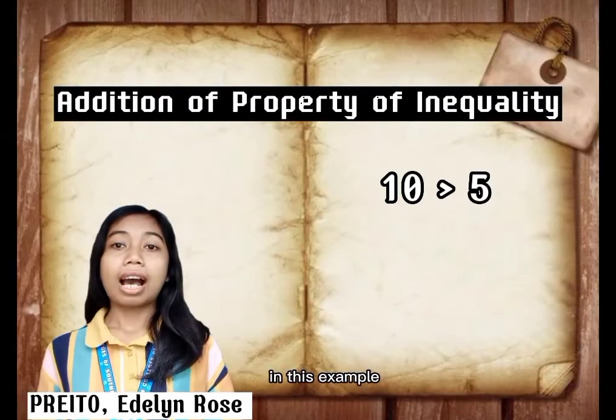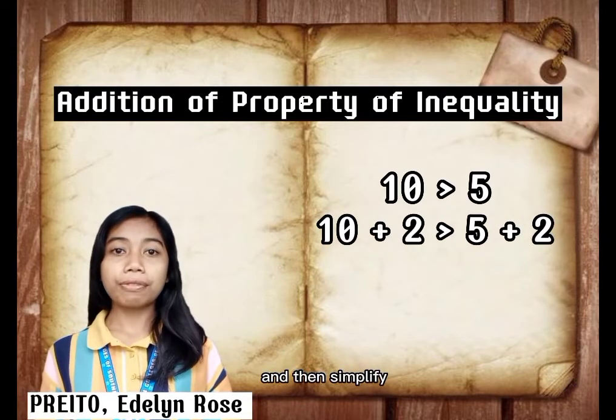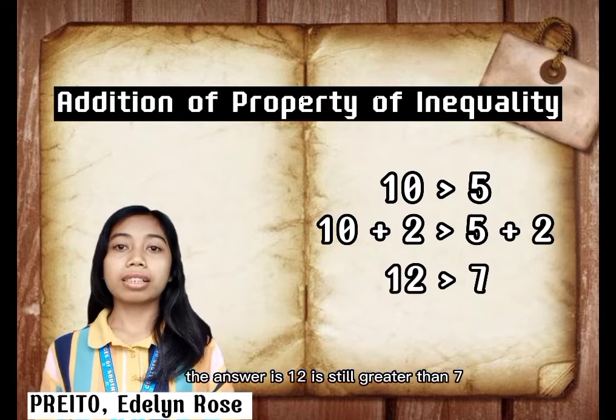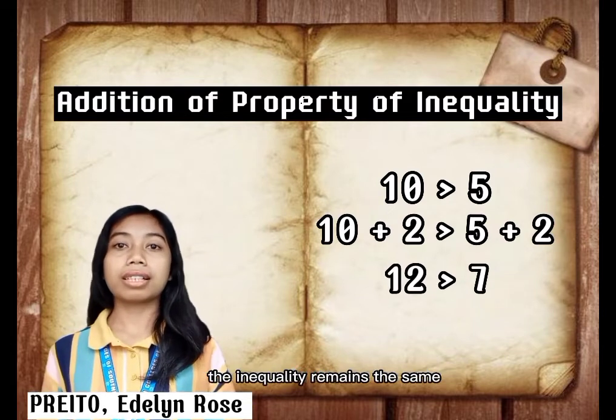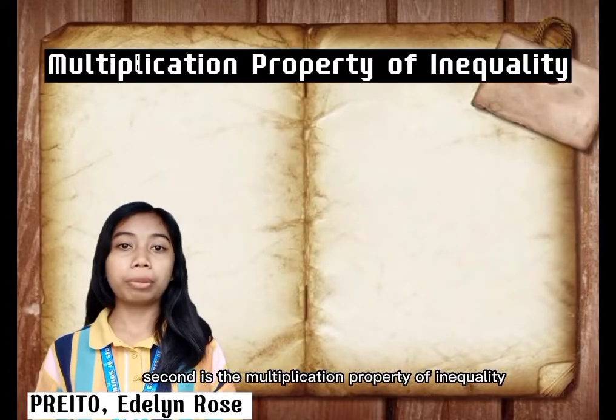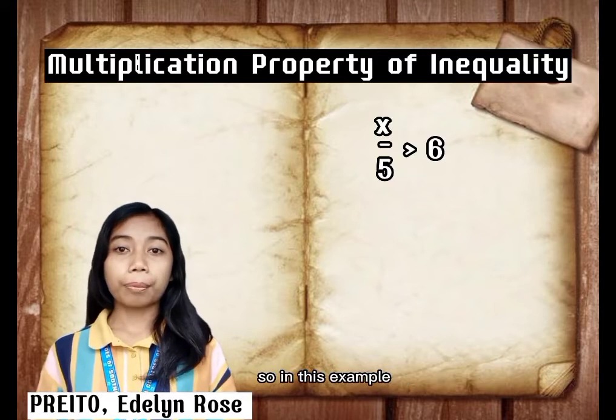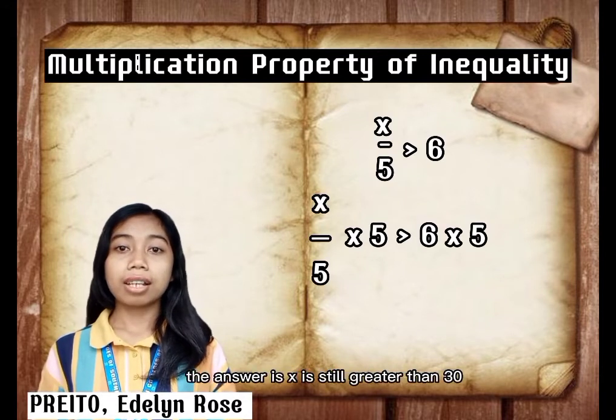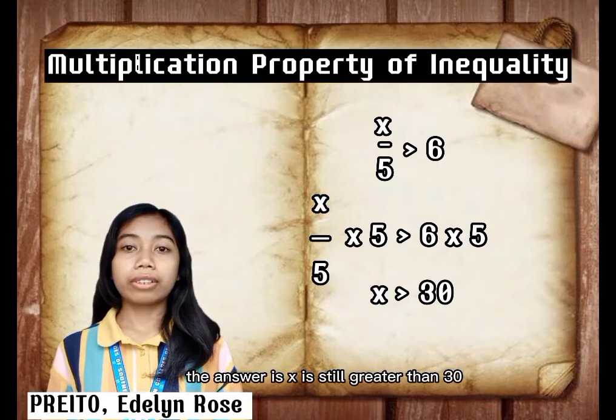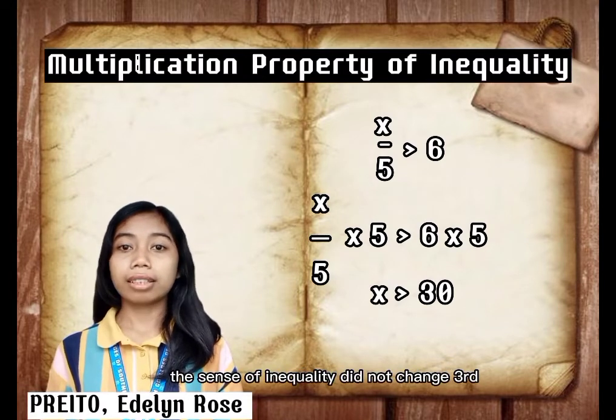In this example, adding 2 to both sides and then simplifying, the answer is 12 is still greater than 7. The inequality remains the same. Second is the multiplication property of inequality. So in this example, multiplying by 5 on both sides, the answer is x is still greater than 30. The sense of inequality did not change.